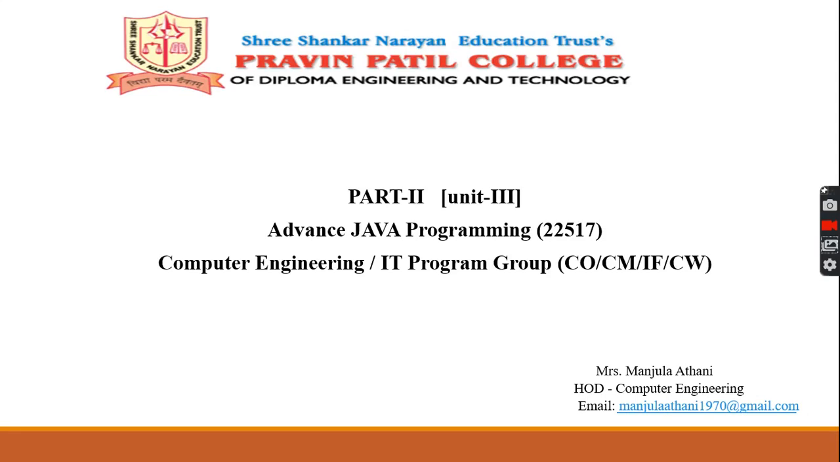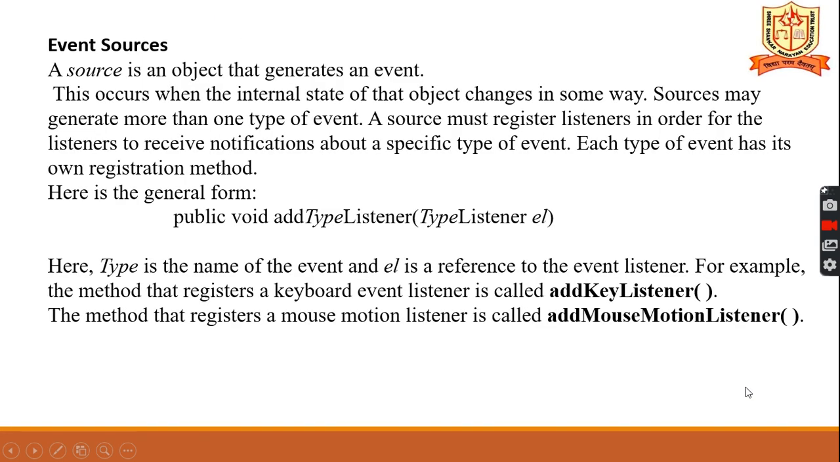Part 2 of Unit 3 of Advanced Java Programming. Unit 3 is Event Handling. In this second part of event handling, we cover event sources. A source is an object that generates an event. This occurs when the internal state of that object changes in some way. Sources may generate more than one type of event.